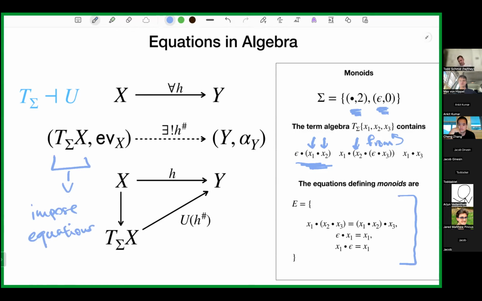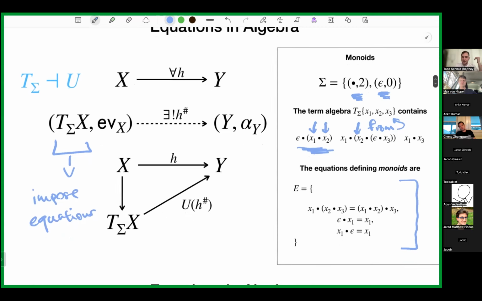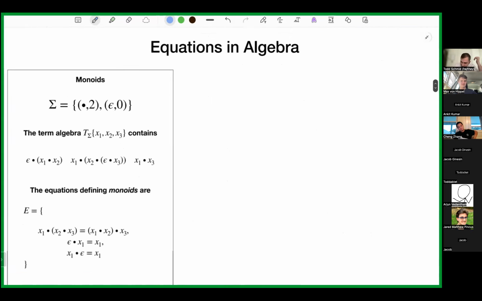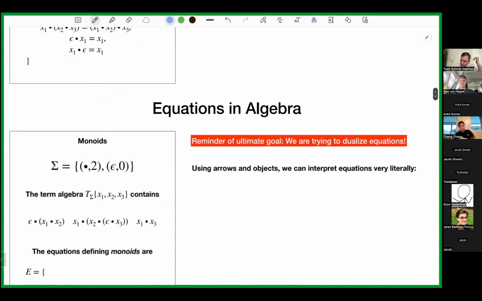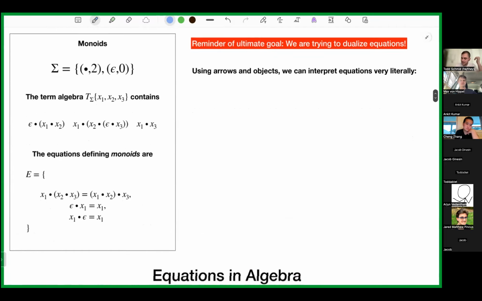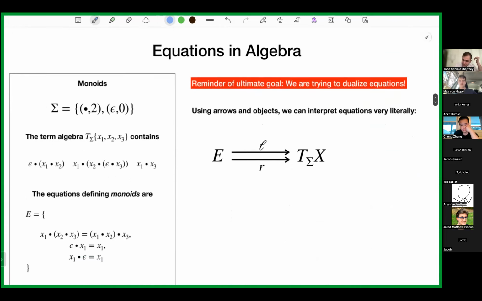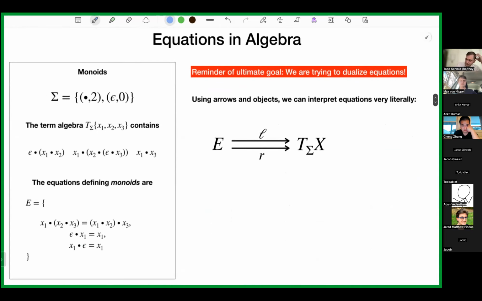we're talking about all this because we're trying to categorify this picture. Imposing the equations involves taking a quotient of some sort, basically identifying some things. And interpreting equations very literally, we're trying to dualize equations. So to interpret equations very literally, we can see them like this. An equation has a left-hand side and a right-hand side. That's why I've written these things right here.